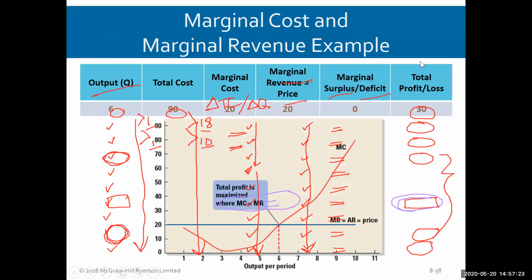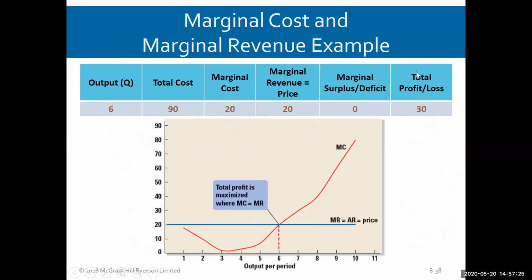The diagram. I'll just clear the colorings off of this. And if you look, all we've done in this particular slide is we took this row where there's an output of 6 and it had a total cost of 90, a marginal cost of 20, marginal revenue of 20. Notice those two equal each other. Marginal surplus of 0 and total profit of 30. Let's take a look at this down here.